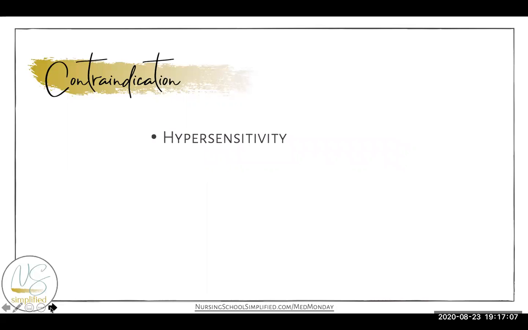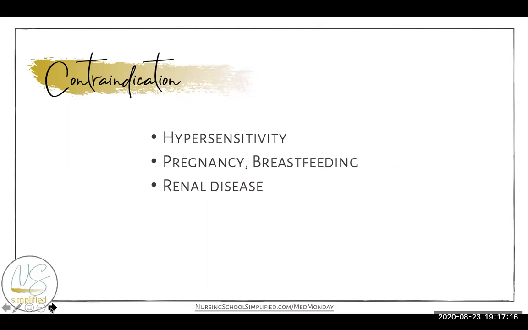Contraindications include hypersensitivity, so any type of allergic response to that, pregnancy and breastfeeding, and renal disease. In patients with renal disease, we do give vancomycin. However, we monitor the dose very closely and we monitor renal function very closely. Geriatric patients, again, with the renal function, so we monitor the peak and the trough very closely with our geriatric patients, as well as their renal function.